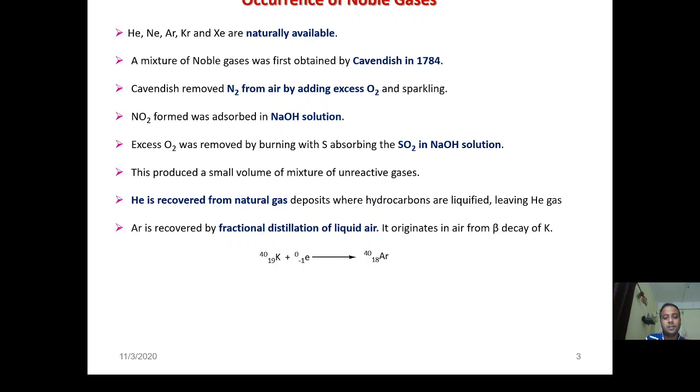This is the reaction. Perhaps you don't have any idea about the role of beta decay in the group displacement law. I am summarily explaining these things. Upon beta decay, the atomic number increases by 1 and mass number changes by nil. That is, mass number remains the same. Here you have seen that potassium having atomic number 19 is converted to atomic number 18. Mass number is unaffected after beta decay.